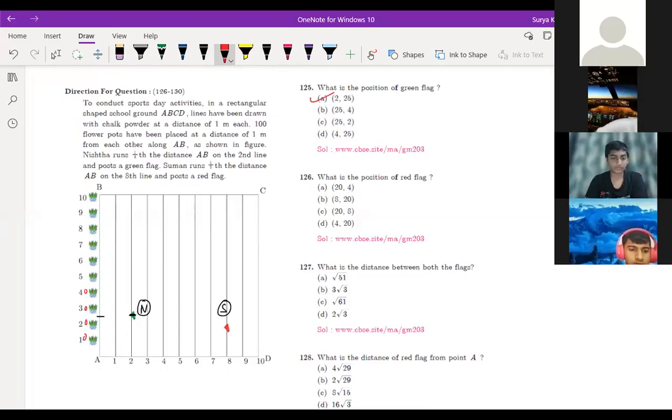So what is the position of the red flag? The red flag is 8 comma 20. What is the distance between both the flags? This is 2 comma 20, this is 2 comma 25, and this one is 8 comma 20.